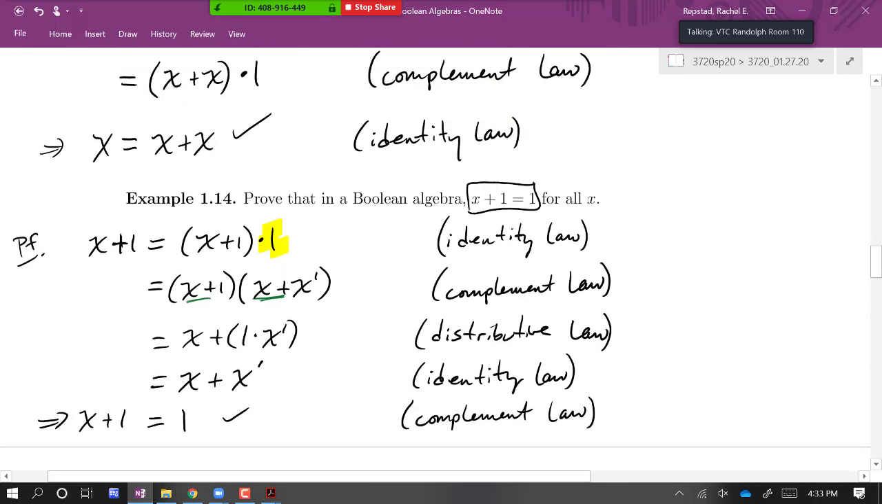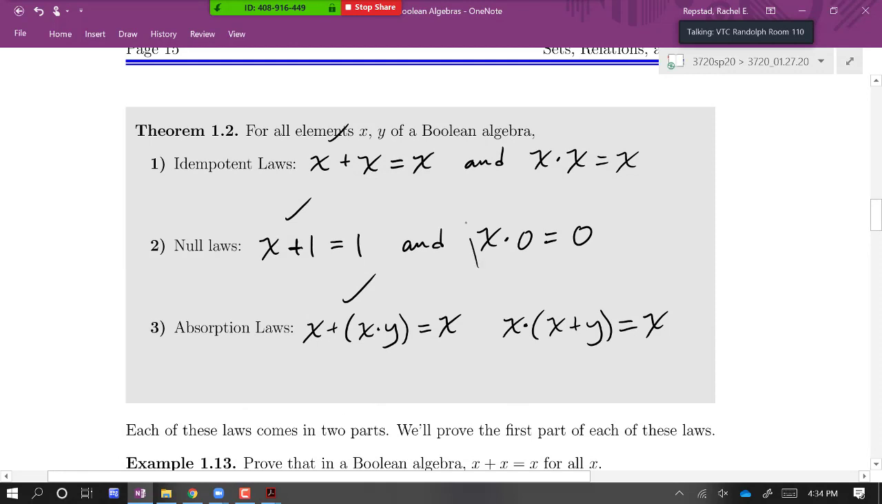X plus 1 equals 1 means that if I take a set A and I union it with the universe, what do we get? What do we get if we union a set with the universe? You get everything. You get the whole universe, right? If I start with everything in A, add to it everything that exists in the universe, you're going to have everything in the universe. The other part of that theorem was this one here.